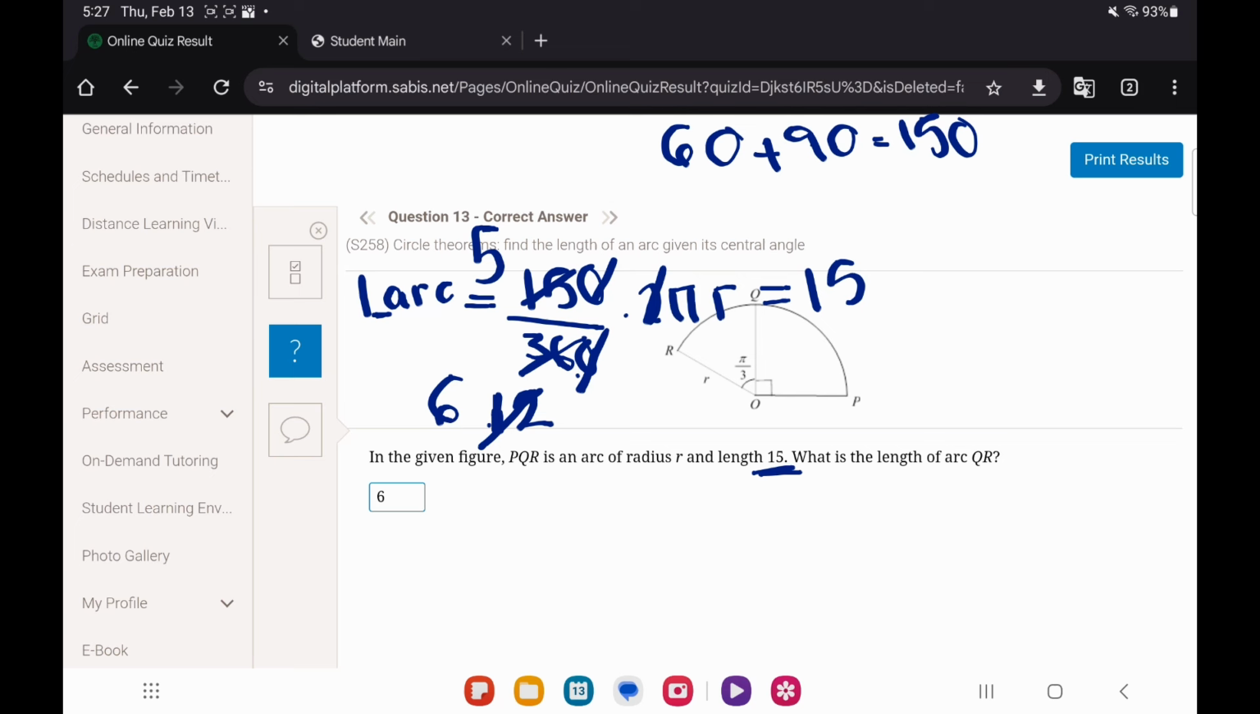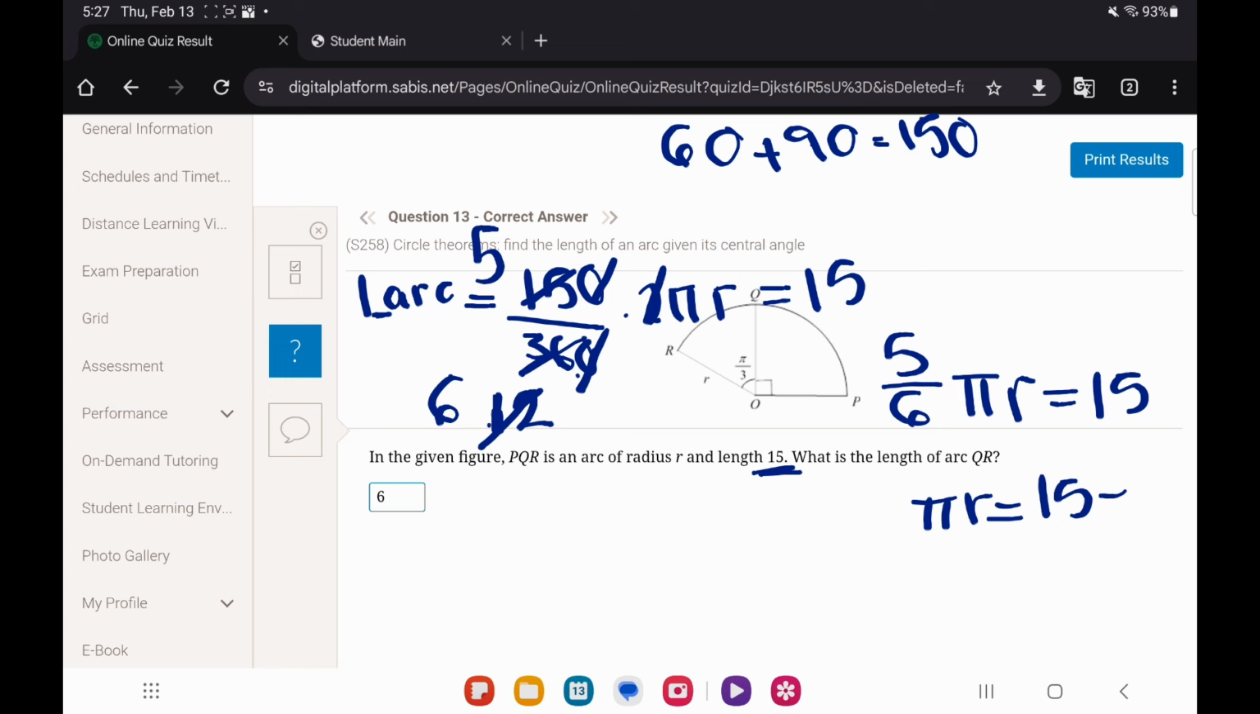Let's simplify it a bit so everything can be clear. So it's 5/6 pi r equals 15. Now we do pi r equals 15 divided by 5 over 6. You get pi r equals, let me do it on my calculator. 15 divided by 5 over 6. You get 18. Answer divided by pi, you get 5.7.